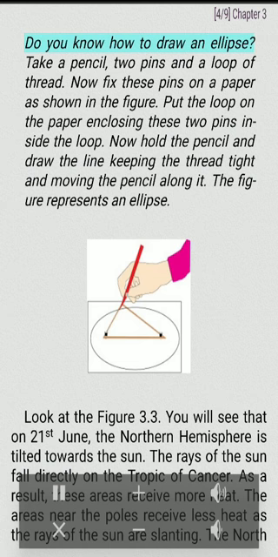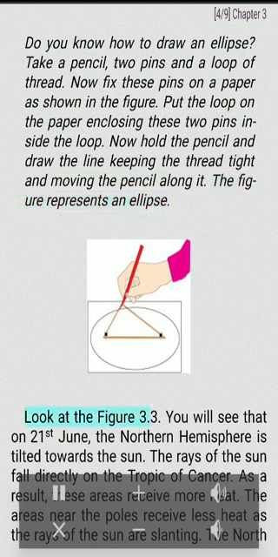Let's do. Do you know how to draw an ellipse? Take a pencil, 2 pins and a loop of thread. Now fix these pins on a paper as shown in the figure. Put the loop on the paper enclosing these 2 pins inside the loop. Now hold the pencil and draw the line, keeping the thread tight and moving the pencil along it.